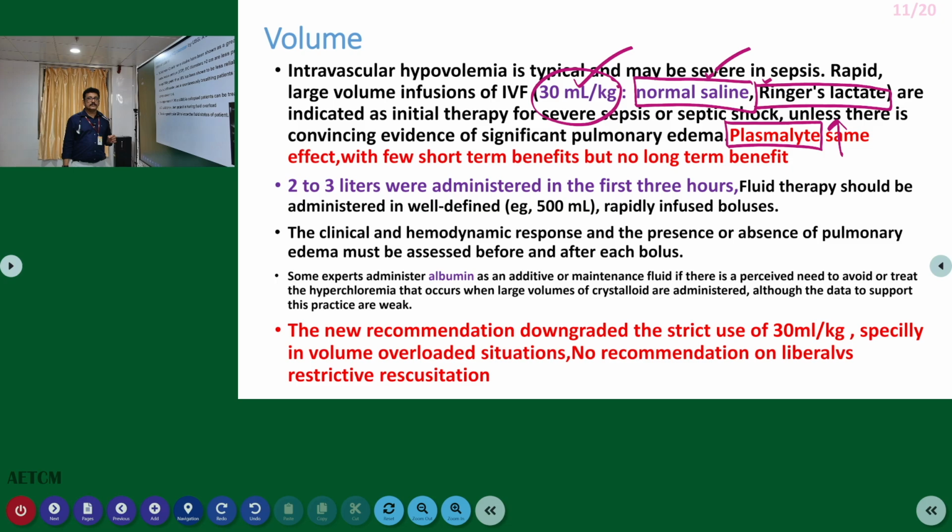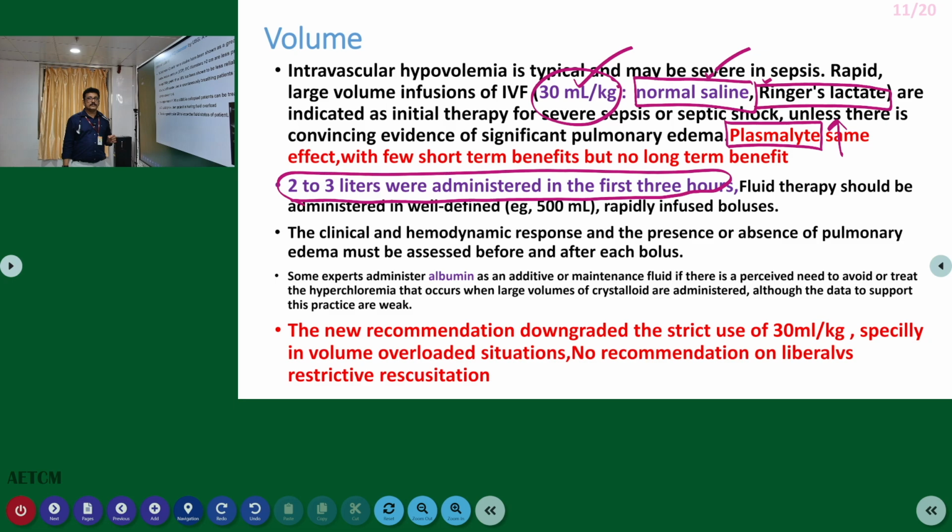So according to the earlier guideline, we have to give a large volume in the first 3 hours and continuously keep giving fluid. But with the restrictive strategy, we have to reduce the fluid intake, monitor the patient, and auscultate the patient. Bilateral basal crepitations, pulmonary edema, all these things are important.